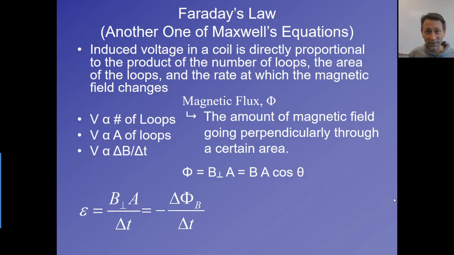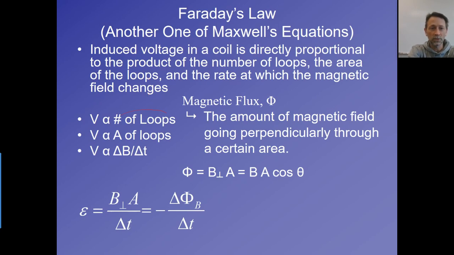Okay, so Faraday's law. Maxwell comes along, he lives a little bit after that, and he puts all of these together into four pillars of what we would call electromagnetism. He lumps together Henry and Faraday's work into what we would call Faraday's law. He says that the induced voltage in a coil is directly proportional to the product of the number of loops, the area of the loops, and the rate at which the magnetic field is changing.